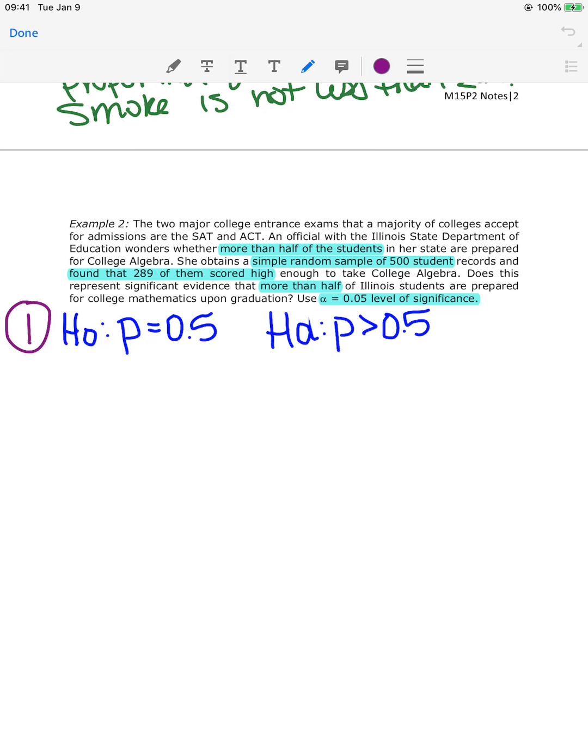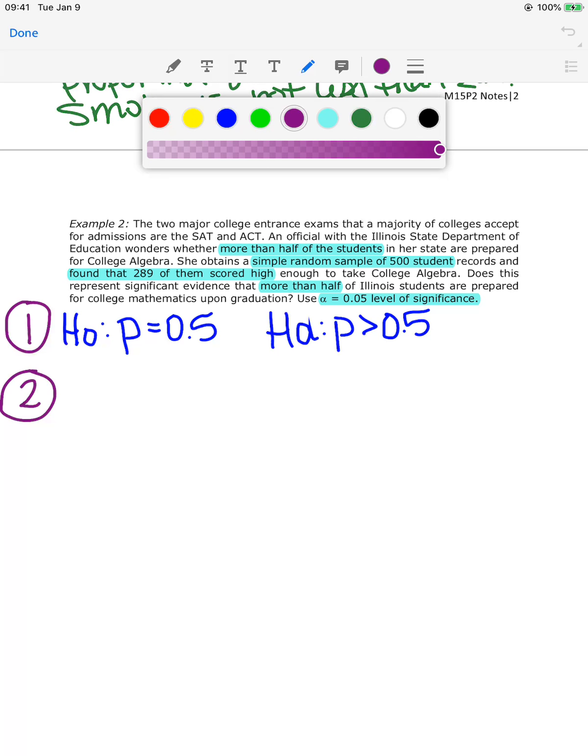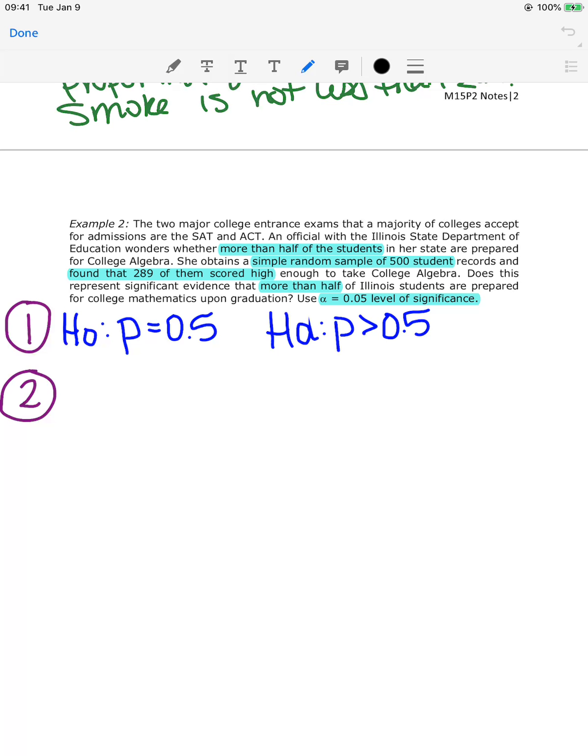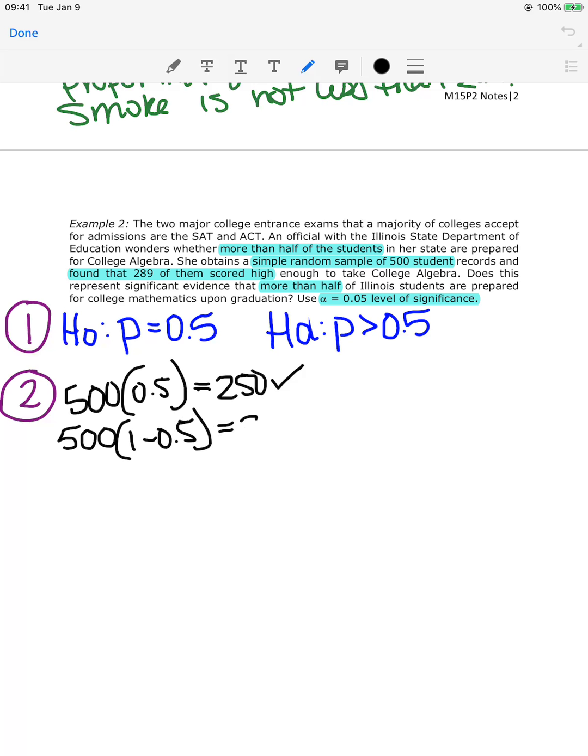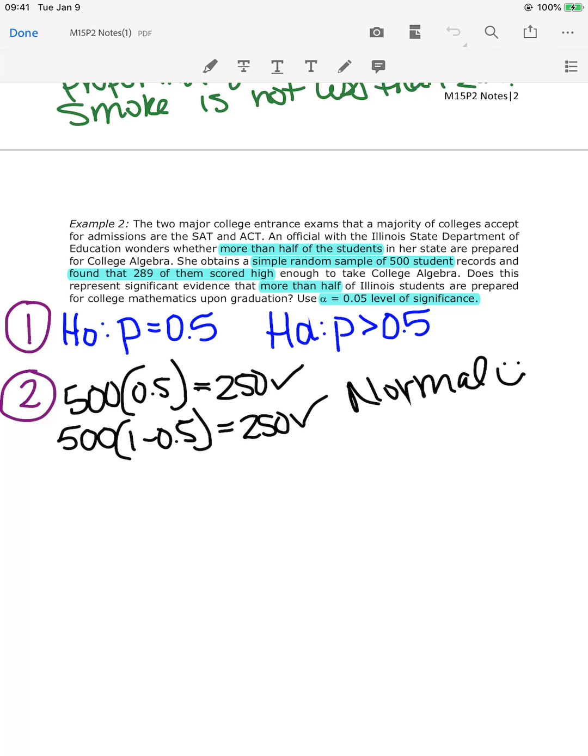So now, step 2, we want to verify normality. Verify we have a normal distribution. I'm going to alternate colors. So we want to do our n, which is 500, times p, which is 0.5. That equals 250, which is greater than 10. And 500 times 1 minus 0.5, which is also 250, which is also greater than 10. So this is normal. So we don't have an issue there.